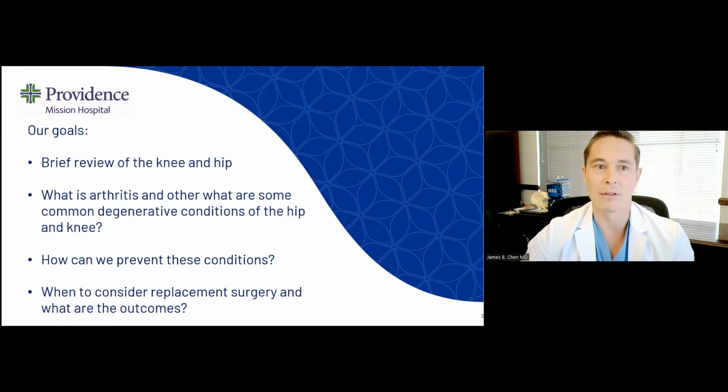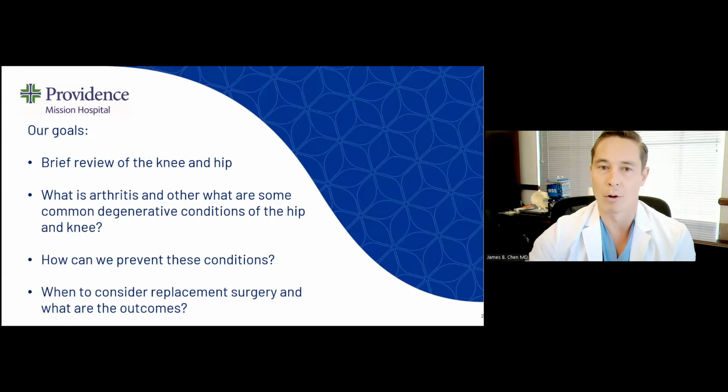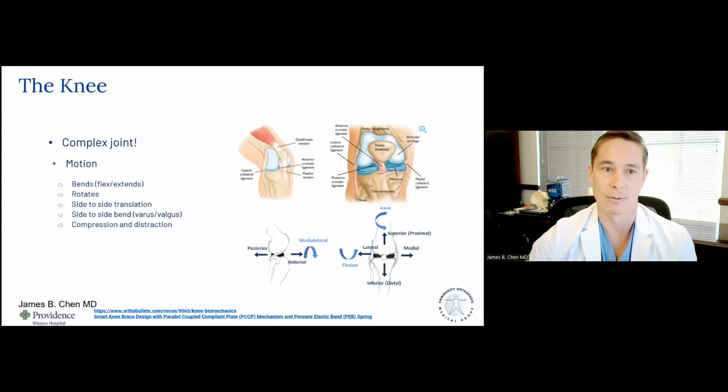The goal of this presentation is to do a brief review of the normal anatomy of the knee and the hip, because that's important for the conditions that lead to pain and arthritis in the knee and hip, and ultimately the goal of replacement surgery. After the anatomy: what is arthritis, what are the other conditions, how can we prevent them from occurring, and how can we treat them non-operatively? And ultimately, when is it time to consider a replacement surgery, and what are the outcomes? What can you return to do?